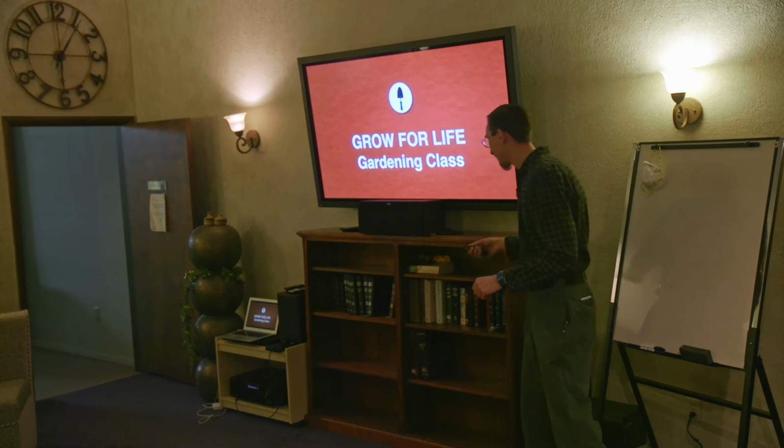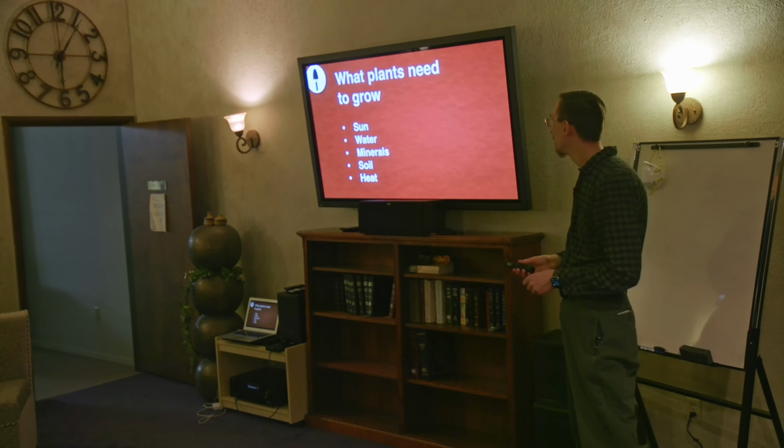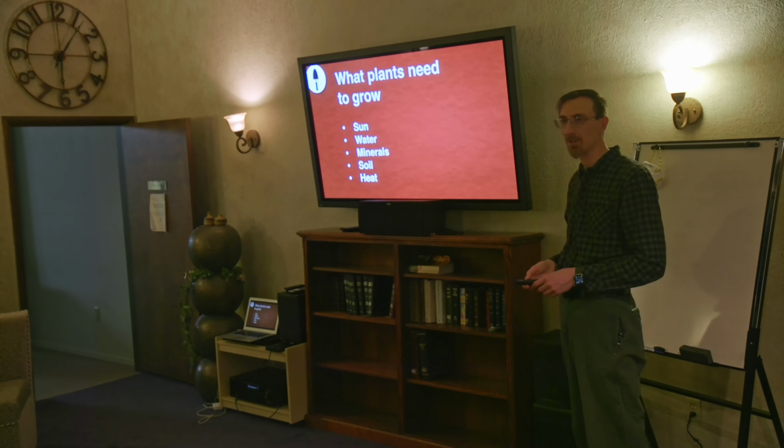Okay, so today we are going to talk about water. So here's some of the things that plants need in order to grow. And last class we talked about the sun and all the benefits of the sun and how we can position our garden and where it can get enough sun. And now we're going to be talking about water here.